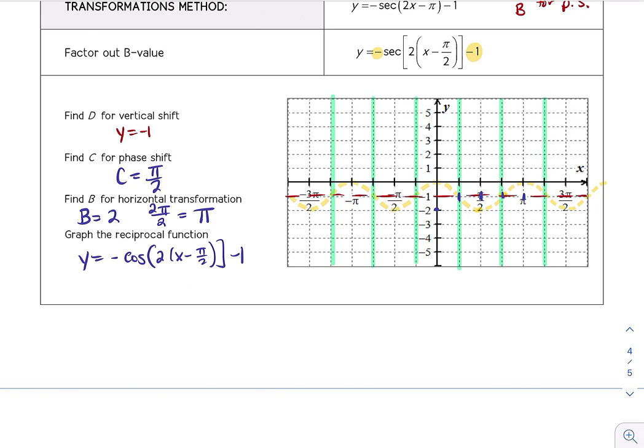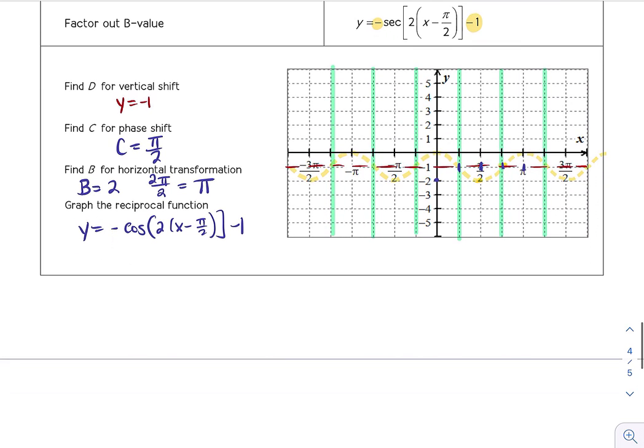An alternative, just to point this out if you're thinking about it, is rather than physically moving it on Notability, if you figure out where you're supposed to start, at 0, you can jump to that point at pi over 2 and start your pattern from there. That's also a perfectly good way to do this.